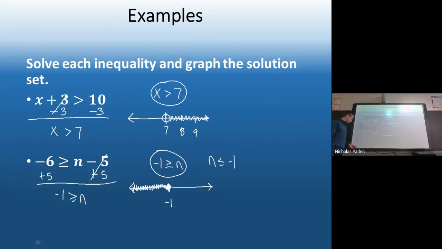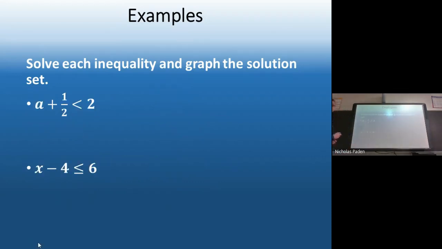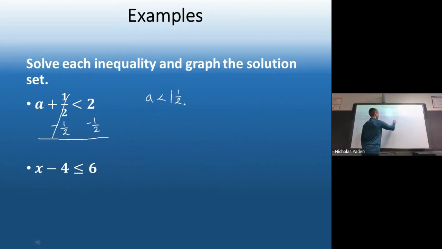Okay, let's do a couple other examples on our own as well. So that next one, a plus 1/2 is less than 2. I want to get rid of this 1/2. I'm adding 1/2, so in order to get rid of it, I need to subtract 1/2 from both sides. Okay, so the 1/2 minus 1/2 cancels out. I'm left with a is less than 2 minus 1/2, which would be 1/2. And so that's my solution set. Finish solving there: a is less than 1/2.